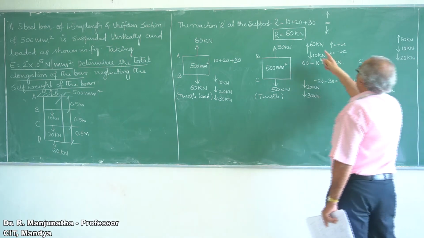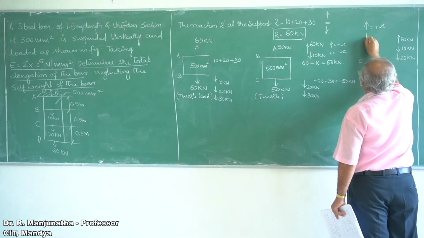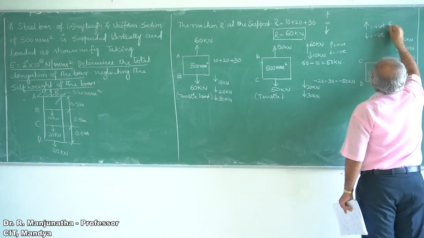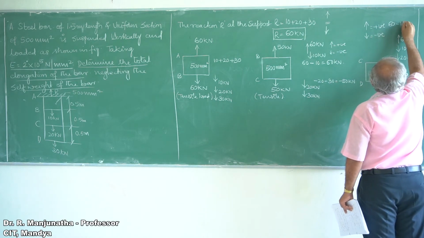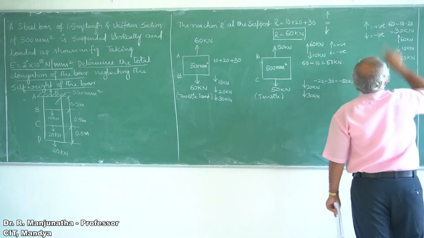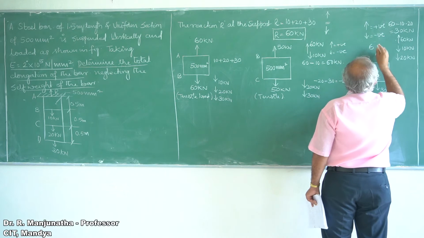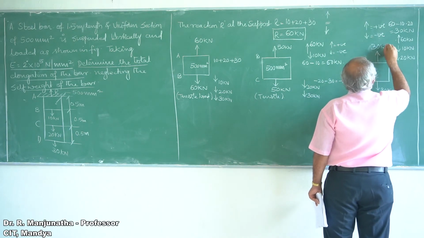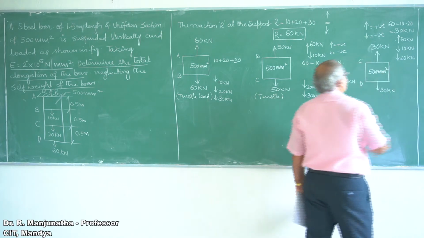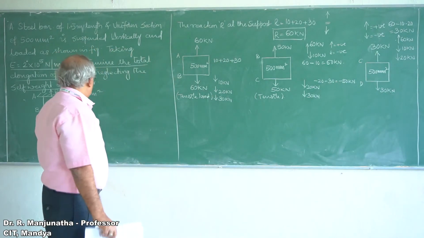According to the convention, the force acting upwards is positive and the one acting downwards is considered negative. So in that case we have 60 minus 10 minus 20, which is equal to 30 kilonewton. Since it is a positive value, the direction is upwards, 30 kilonewton. The area of cross section is 500 mm square. This is how we can write the free body diagram for this particular member.